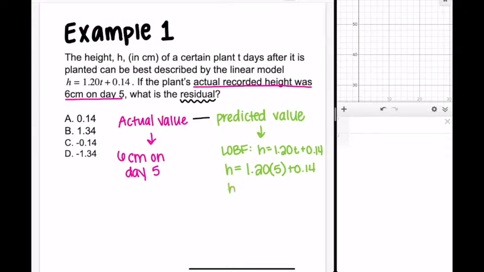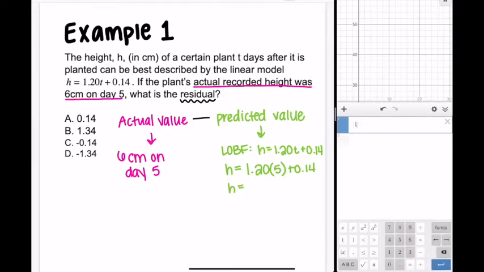So we would simplify that. And in Desmos, I'm going to type in 1.20 parentheses 5 plus 0.14, and that gives us 6.14. So the actual height was 6 centimeters on day 5. The predicted height was 6.14 centimeters on day 5.